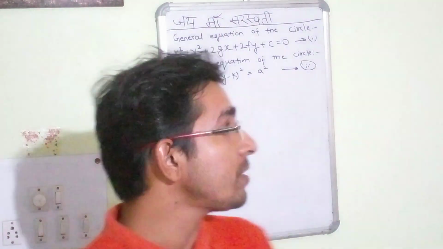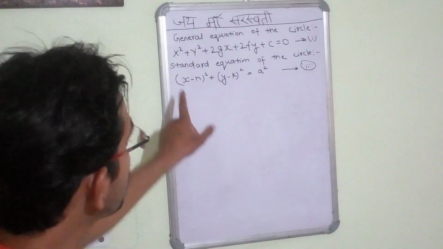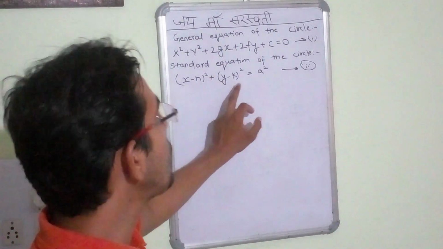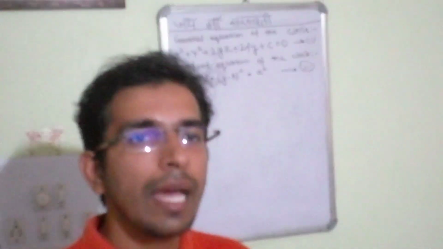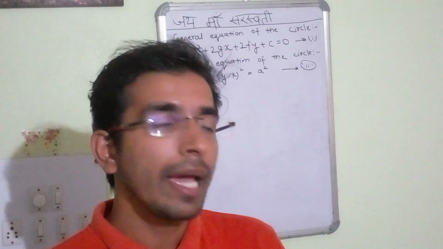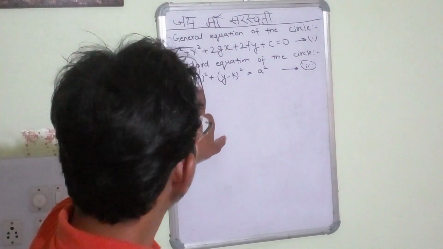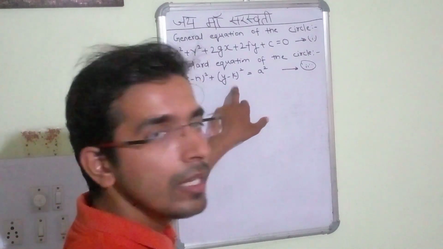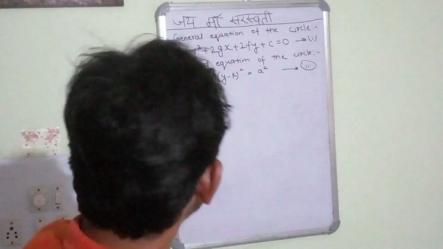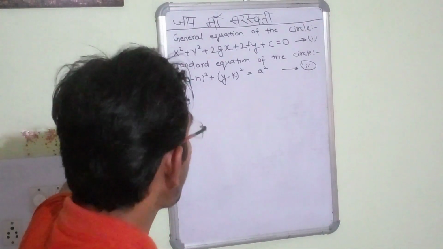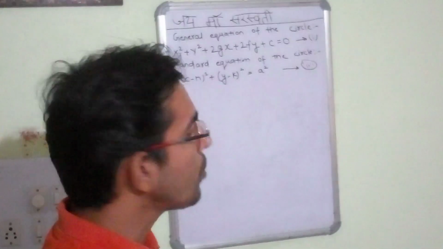So we defined the equation of the circle in the standard form, in which x minus h the whole square plus y minus k the whole square is equal to a square, the same thing which I had written on the board. Here, h and k are defined as the center of the circle, and a is defined as the radius of that circle.